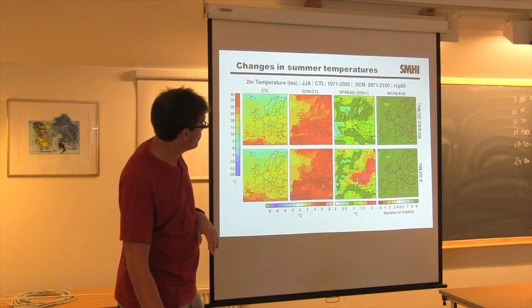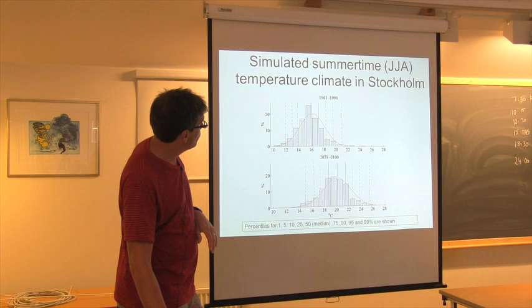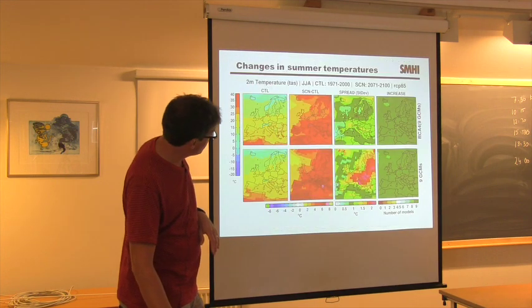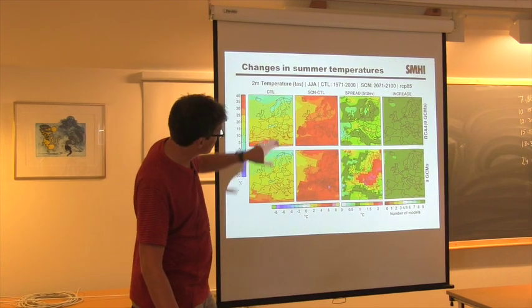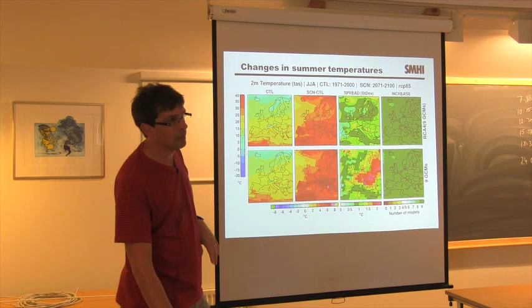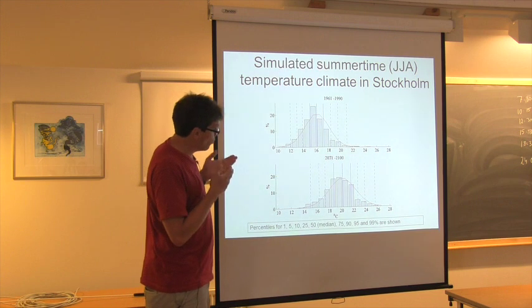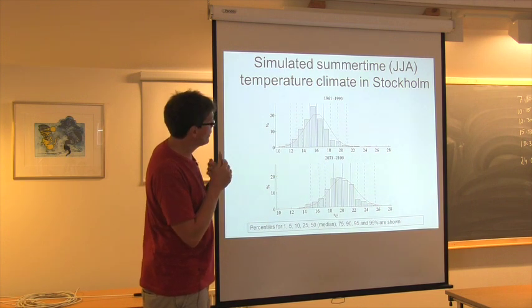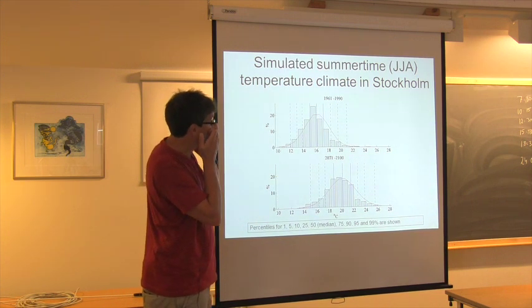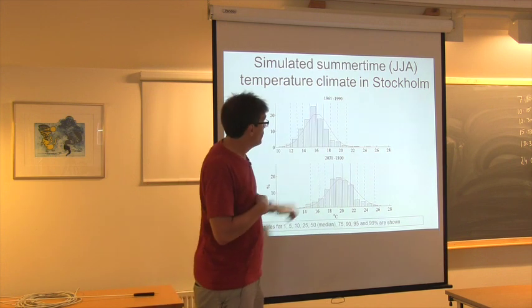I don't want to spend too much time on these results. If you look at the summertime temperature now at the place and not just at the seasonal mean, you might be interested in things like heat waves and stuff like that. So here is from one scenario, one single scenario. I just picked out data from a grid box close to Stockholm.